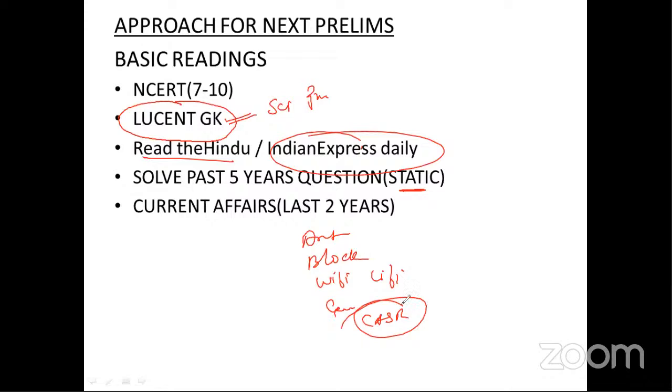Cas9 is like Casper 9. These are some gene editing methods that UPSC has continuously been asking about for the last couple of years. So you can focus on that. And the last 2 years of current affairs is again very important.